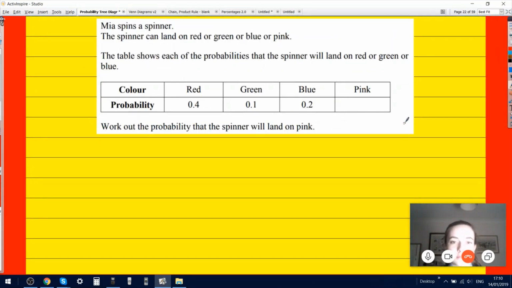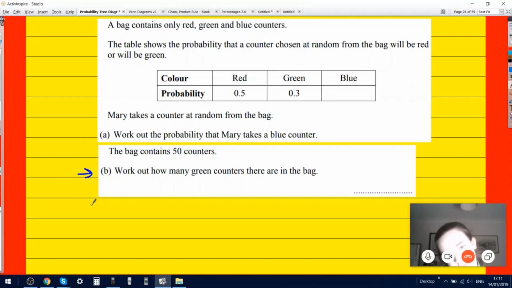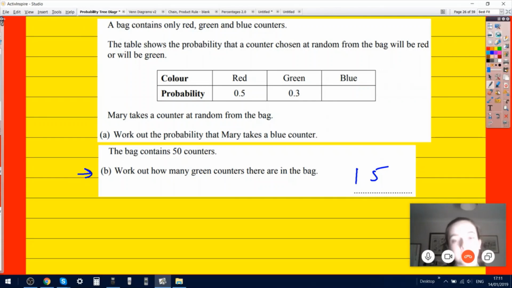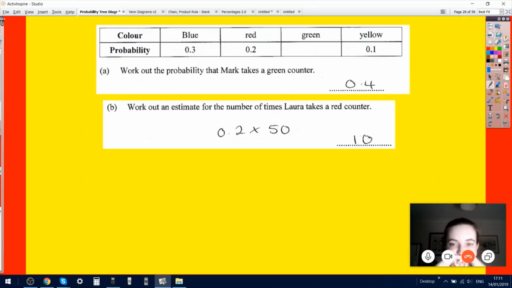What would this be? 0.3. Yeah. Fine. What would be part B? Oh, 15. Green. Yes, 0.3 times 50, 15. And so this here is like the thing we just did a second ago with the 400 times 0.3. They've just put it in a, it just looks a bit different, but it's the same thing. Relative frequency. Okay, these are fine.